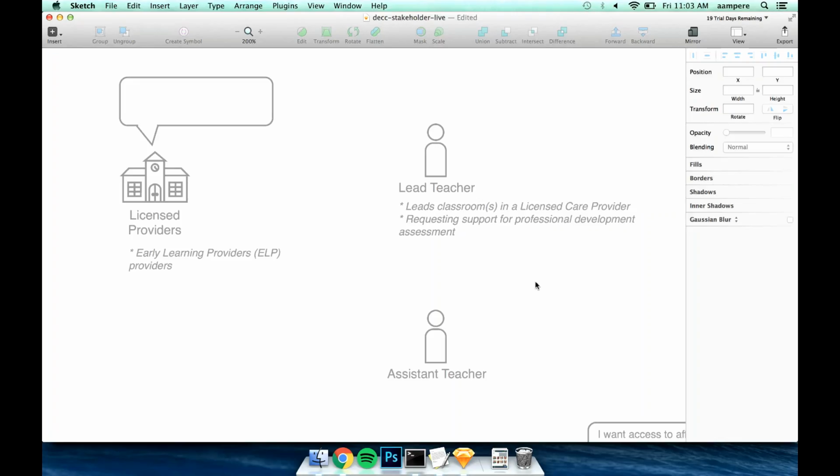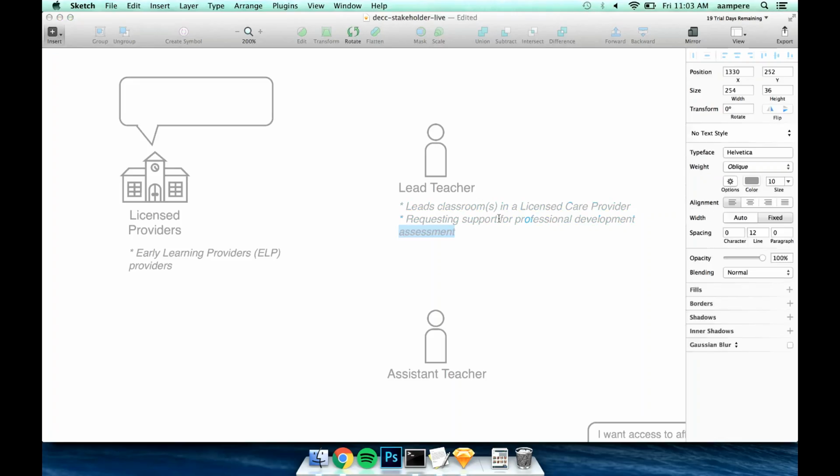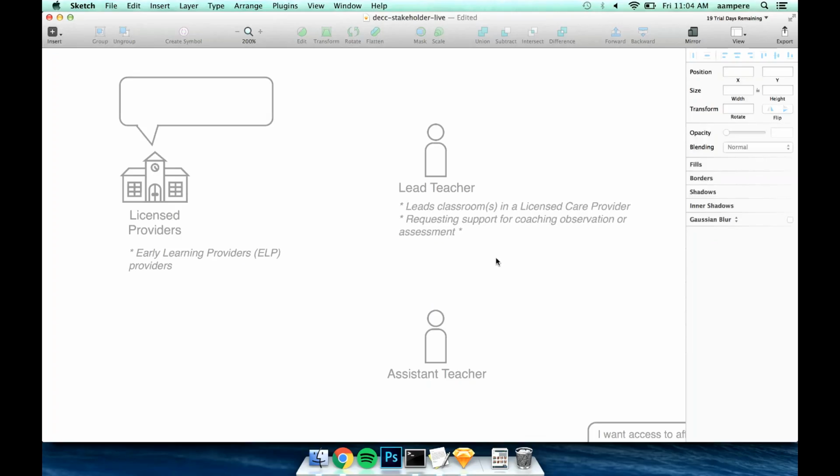Yeah, that's probably accurate. Because that way we're lining it up with the language in Sugar, where this would live in the coaching module, right? Right. So just say requesting support for coaching observation or assessment. And maybe we could put an asterisk because that would be a new ability. Okay, lead teachers don't currently have that ability. Great. Something else just there. We'll put a notice at some point for that.